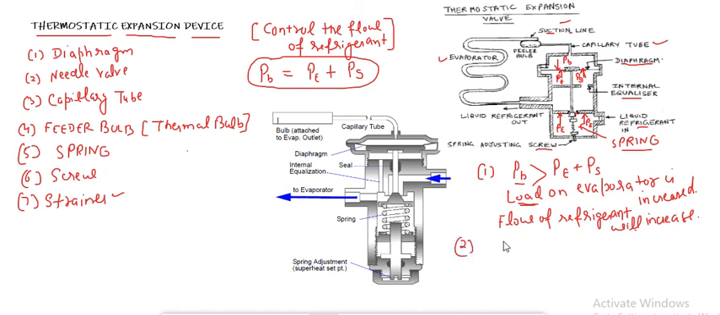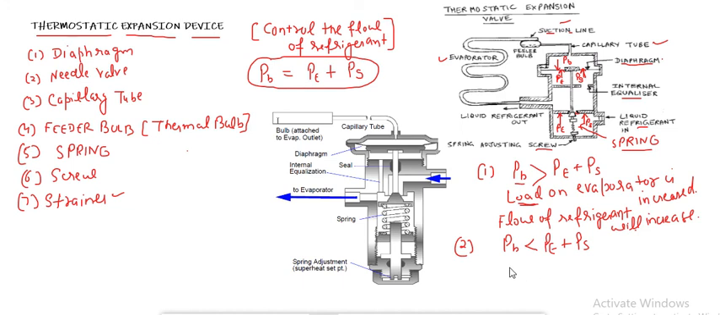Secondly, if I say that PB is less than PE plus PS, it means pressure of the bulb is reduced. Why will it be reduced? If the temperature of suction line which is sensed by the bulb is low. Okay, it will be low when what? When the load on the evaporator is less, less amount of refrigerant will be required. So obviously when it comes out from the suction line, its temperature will be low.